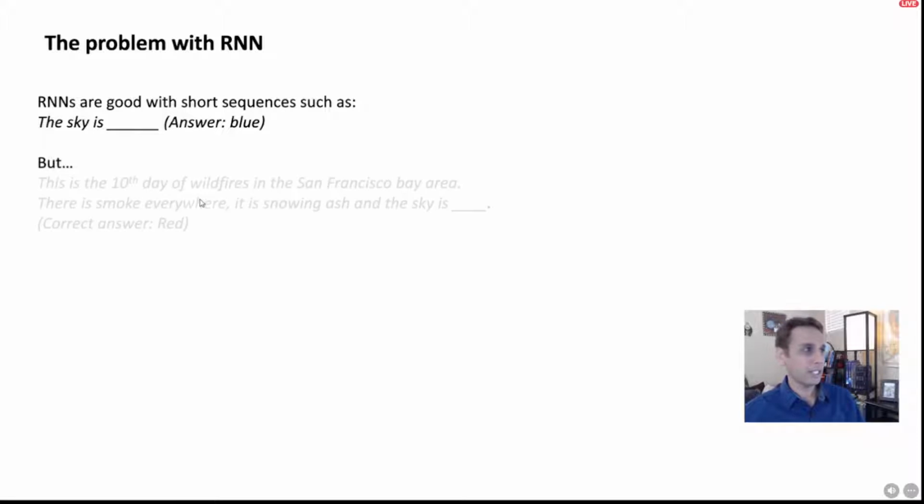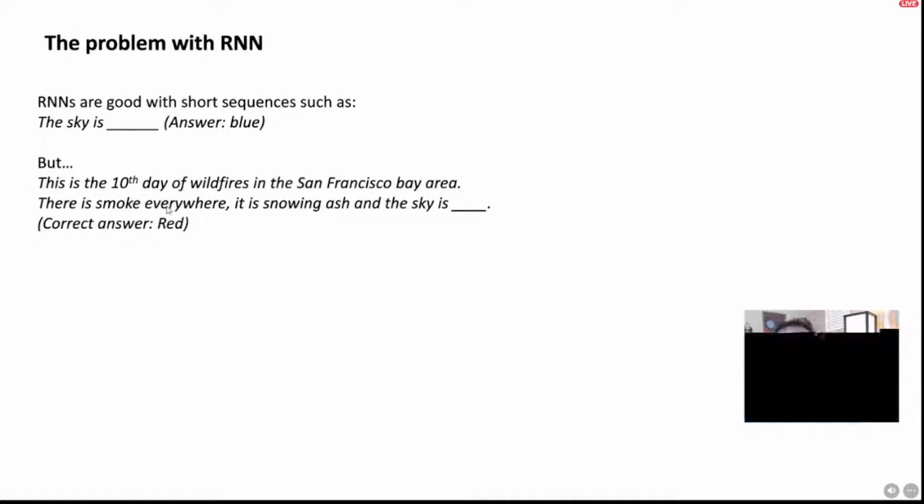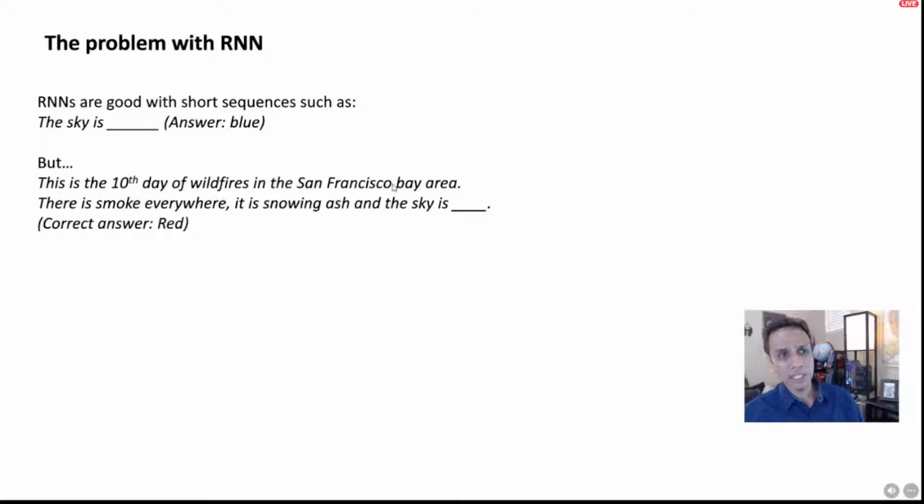If you have a long context, I think I did put this wildfires, yeah. So this is the 10th day of wildfires in the San Francisco Bay Area. There is smoke everywhere. It's snowing ash, and the sky is... Now the answer is red because there is some context here. So "the sky is blue" is probably not the right answer here. How does an RNN know this? It doesn't remember this much. It looks at "the sky is" and then tries to fill it with blue. This is a limitation.